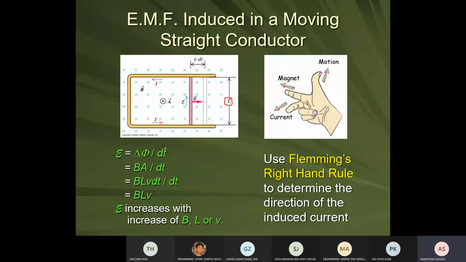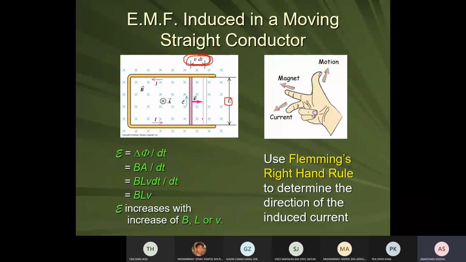So flux over time, changes in flux over time, flux linkage over time. Here the flux linkage is B dot A. But A is what? A is the area swept by this conductor, the purple conductor. That means the length times the horizontal distance. The horizontal distance in terms of speed will be V times time, V dt. So the area is L times V dt. V dt is the horizontal distance traveled, speed times time, and the time cancels.